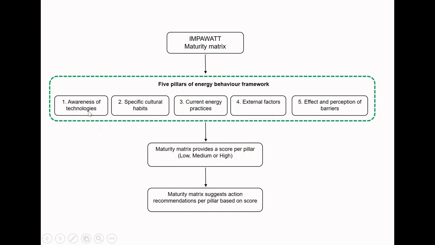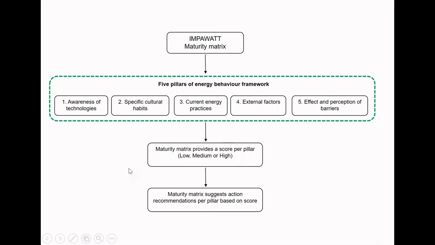The first one is awareness of technologies. The second one is specific cultural habits, then current energy practices, external factors, effect, and perception of barriers. So using this backbone, we create questions for each survey, for the employee and for the energy manager separately. And as you proceed with each question, and as you proceed with selecting an answer for the question, you are getting a score in the background. Each answer, each option in the question has a specific score assigned, low, medium, or high.